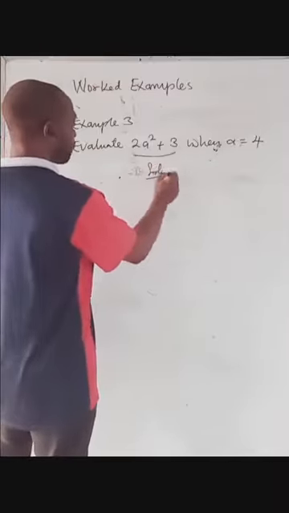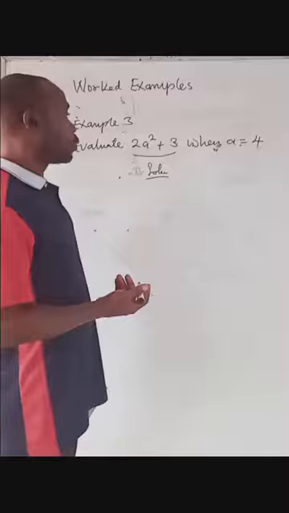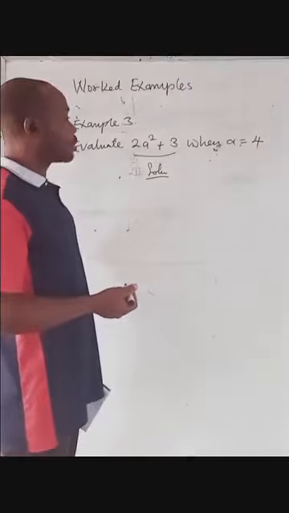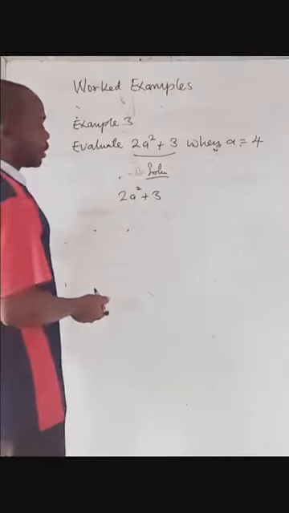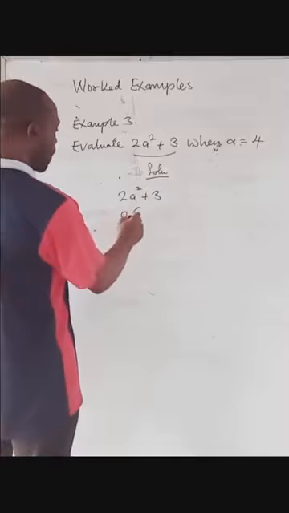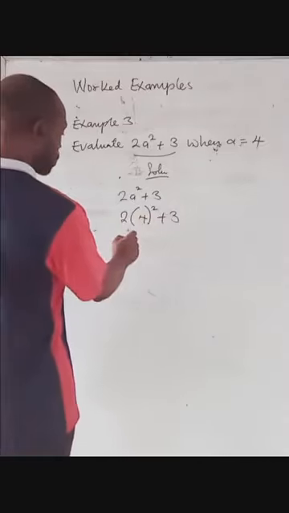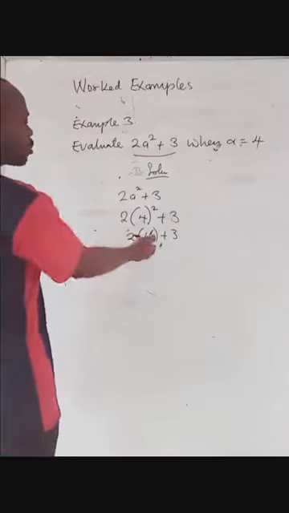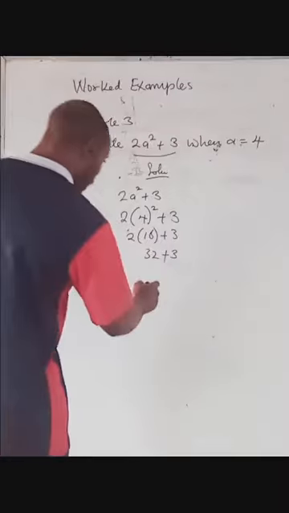Solution. So we'll do the same thing we did in the previous example, example 2. We use substitution to find the value of 2a squared plus 3. Therefore, 2a squared plus 3 is the expression. And if we substitute the value of 4 in place of a, we're going to have 2 multiplied by 4 raised to the power 2, plus 3. And this expression is equal to 2 multiplied by 16 plus 3. 2 multiplied by 16 is 32, plus 3. Therefore, the value is 35.